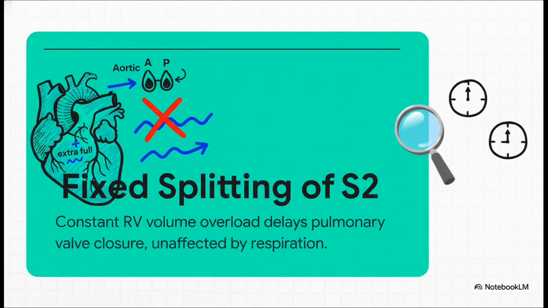So why fixed? Let's break that down. Remember, the second heart sound, S2, is really two sounds happening back to back. The aortic valve closing, A2, and then the pulmonic valve closing, P2. Normally, when you breathe in, the P2 is a little delayed. But with an ASD, that left-to-right shunt is always there, constantly flooding the right ventricle with extra blood. So it always takes the right ventricle longer to pump out all that blood. This means the pulmonic valve is always closing late, way after the aortic valve, no matter if the patient is breathing in or out. That's why we call it fixed.